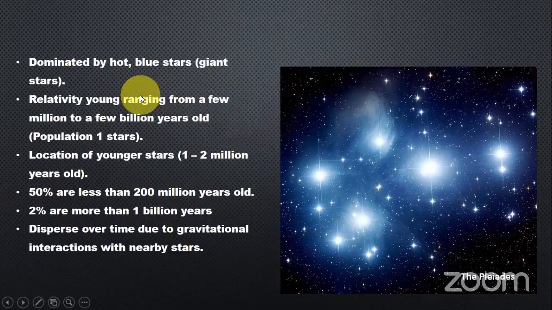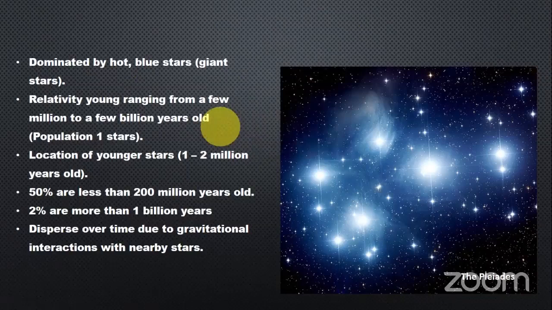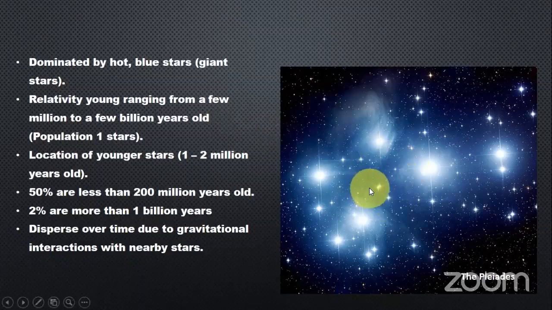Still on the features of the open star clusters, open star clusters are dominated by hot blue stars, okay? Remember what I talked about: stars that are blue in color are very massive, because the light they give out shows their size. The low mass stars give out red. The high mass stars give out the blue color. So the stars in an open star cluster give out this blue light. They are mostly blue. You can even see that from the Pleiades.